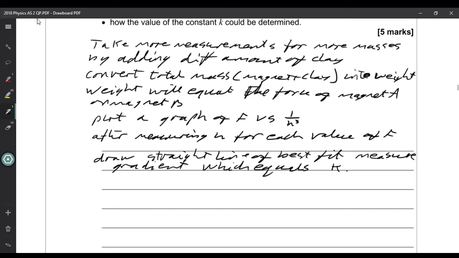And some students also didn't know how to process the data once they'd got them to produce a straight line graph. And so what we've done is we've gone through and explained every single step, including what graph we would plot and what we are going to measure and calculate to get the actual value of K.